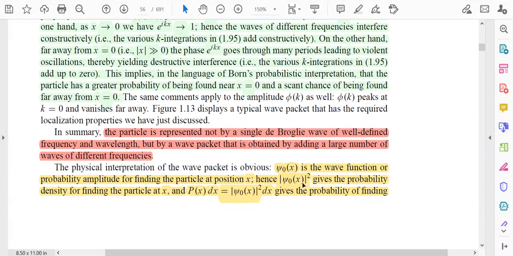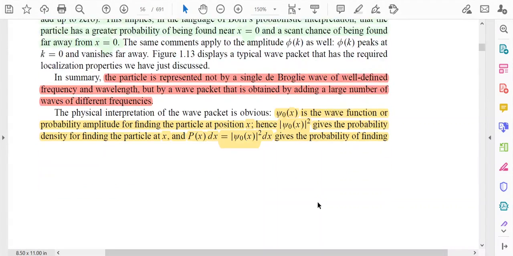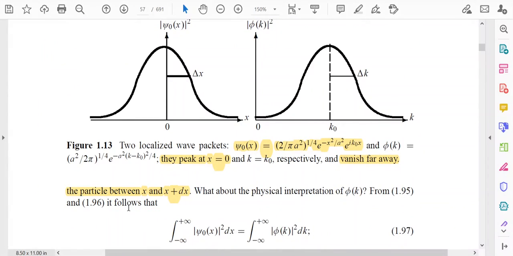Hence, mod of psi0x whole square gives the probability density. What is mod of psi0x square? That is the probability density for finding the particle at the position x at time t is equal to 0. So what is the significance of mod of psi0x square? That is the probability density, and we can write it as px. But px dx, that is equal to mod of psi0x square dx, gives the probability of finding the particle between x and x plus dx.